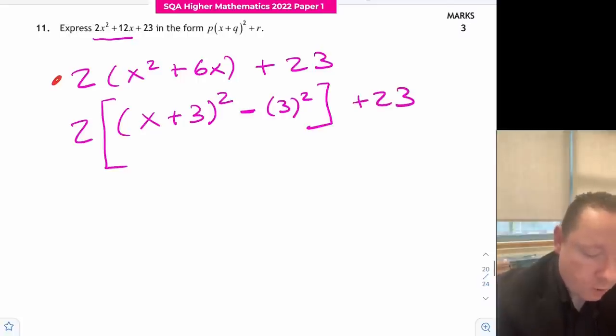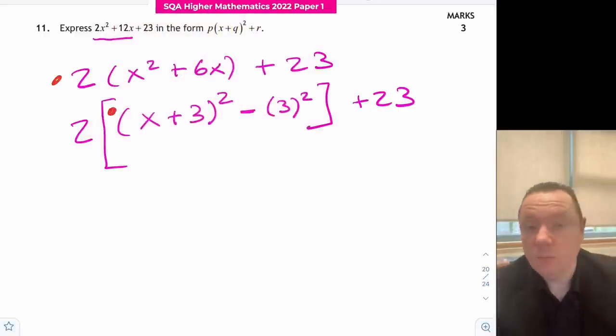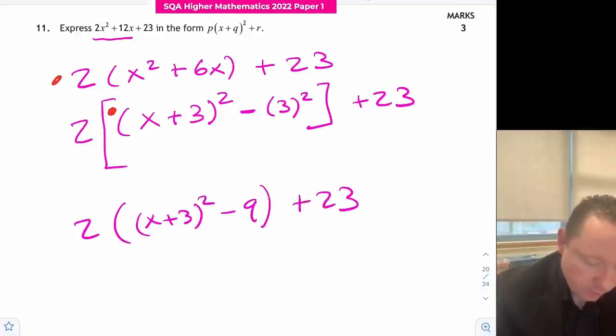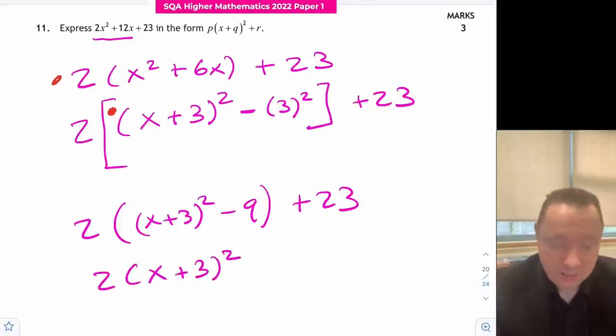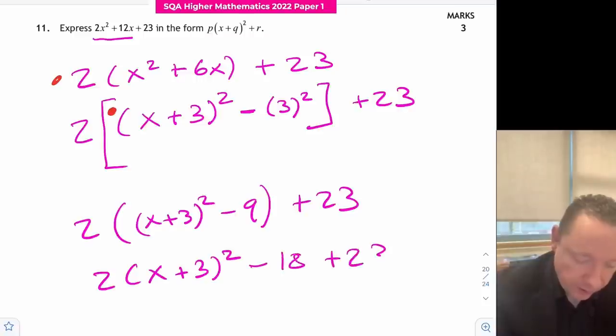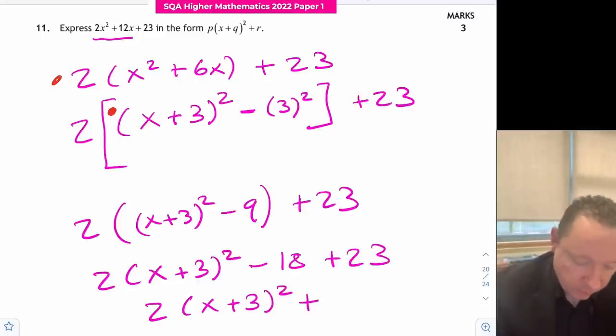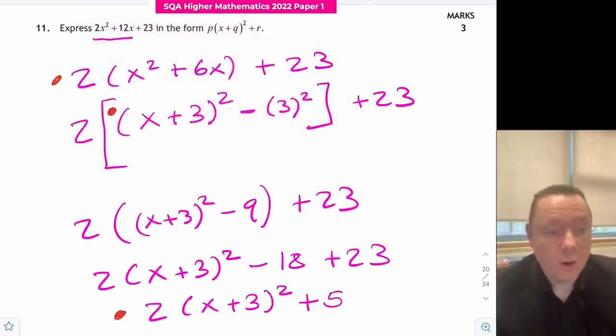So if you had got this part here, if you'd written (x plus 3) squared times 2, you would have got a mark there. We've got 2(x plus 3) squared minus 9 plus 23. 2 times 9 is 18, so minus 18 plus 23, which gives us a final answer of 2(x plus 3) squared. 23 take away 18 is 5, so plus 5. So if you can get your final mark by following your working through, you get your final answer there. So that's method one. That's one way to do it.